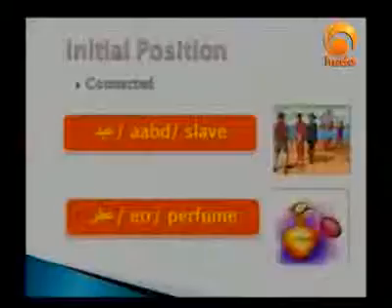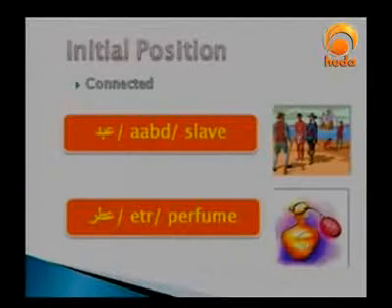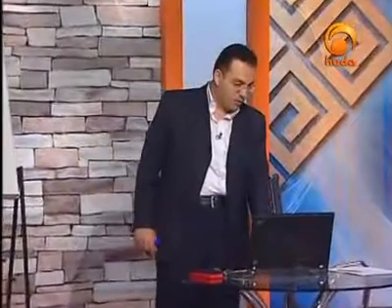Sami'. Okay, another example. I would say Bayya, yep. I would tell you, for example, here in the slides we have examples when ayn comes in initial position. We have abd, slave. We have itr, perfume. And when it comes in the medial position, connected, like sa. And when it comes in the final position, I would say shara, like street, and also arba.